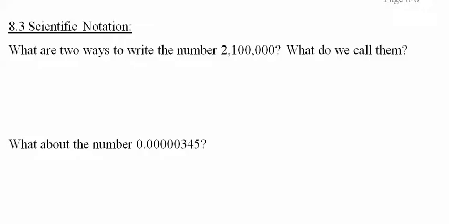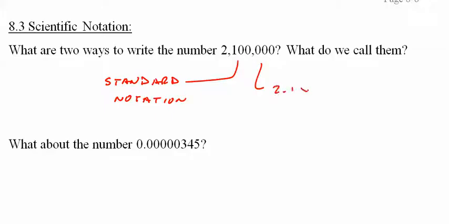But what are two ways to write the number 2,100,000? This is one way, of course, and that is, I don't know, what do we call it? Regular notation? Something like that? Standard notation? And we could also write it as 2.1 times 10 to the 6. And that is scientific notation.